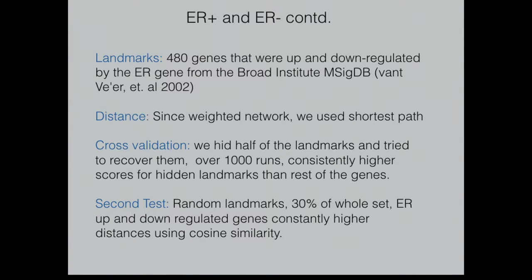And then we did a cross-validation test. Over 1,000 runs, we hide half of these 480 implicated genes. And the other half are way far upregulated, or much higher scores than we'd expect. And then we did random landmarks for 30% of the genes, because 480 is not very big. We think the metric dimension of humans is probably around 800, from our test on that network. So we took 30% of them, and we saw that the up and down regulated were consistently higher. And this time we used the cosine similarity for that one.